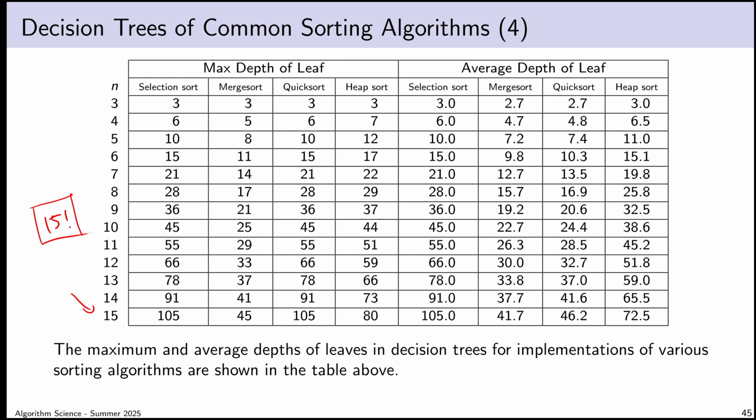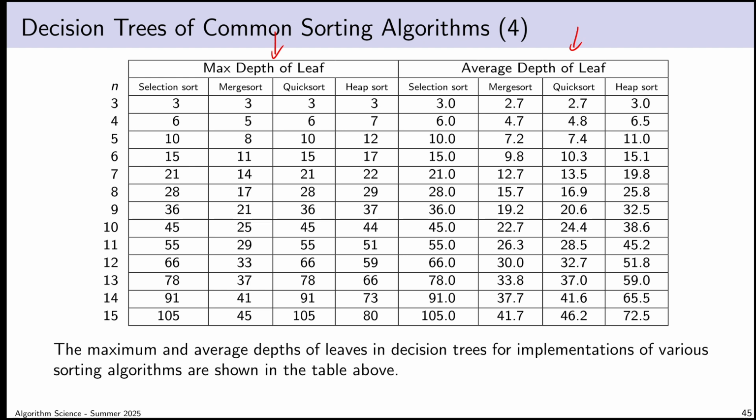And so what I did was, for these 4 algorithms, selection sort, merge sort, quicksort, and this handsome stranger again, heap sort, we're going to have to meet it soon enough, but not quite yet, we can see the maximum depth of a leaf, so the maximum number of comparisons required in the tree for each algorithm, and the average depth of a leaf. In other words, the average number of comparisons required.